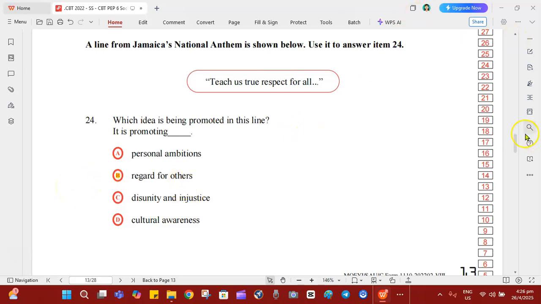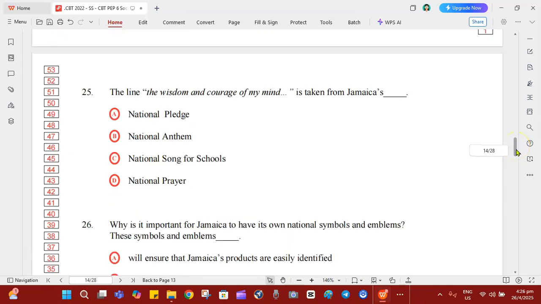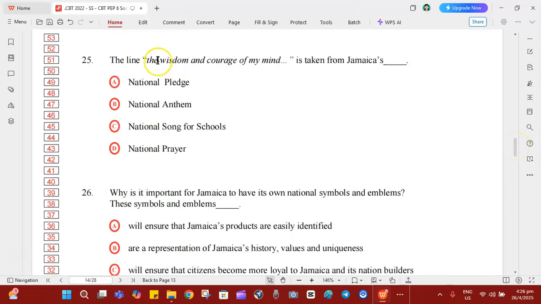Moving on to 25. The line "the wisdom and courage of our mind" is taken from Jamaica's A, national pledge, B, national anthem, C, national song for schools, D, national prayer. So which is it? It's from the pledge. It's A. I'm getting tired.